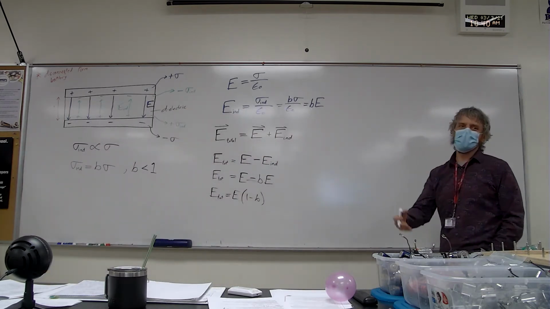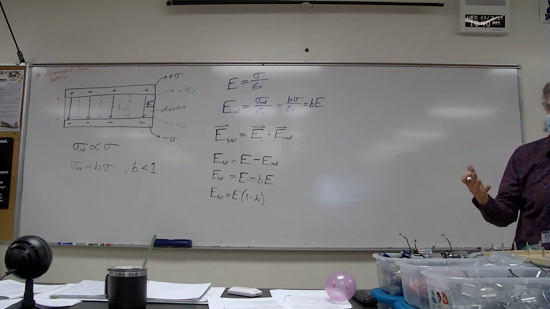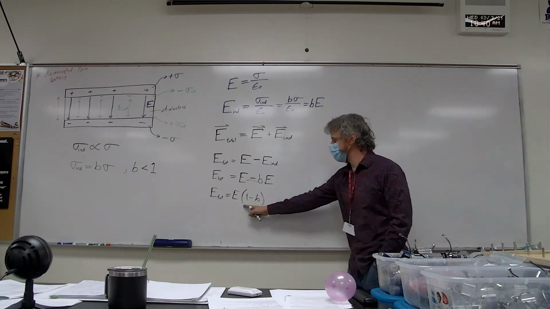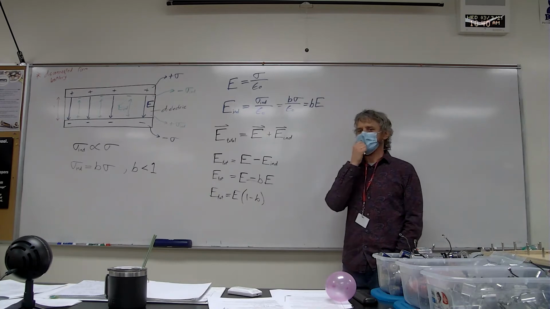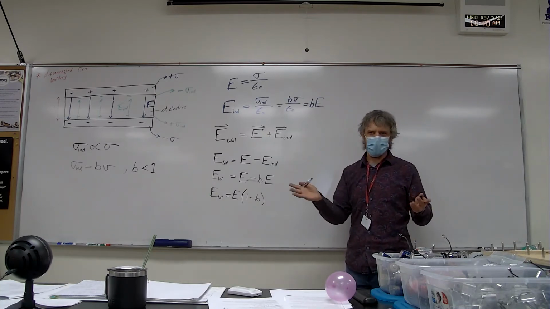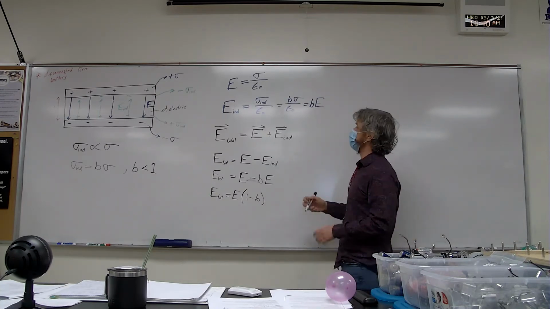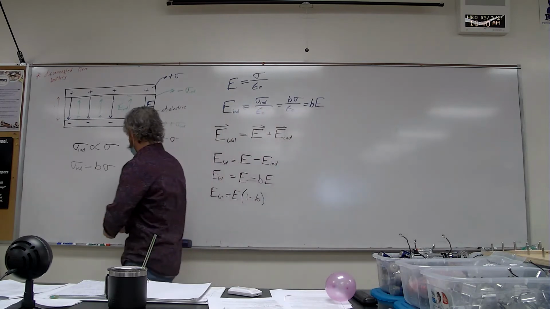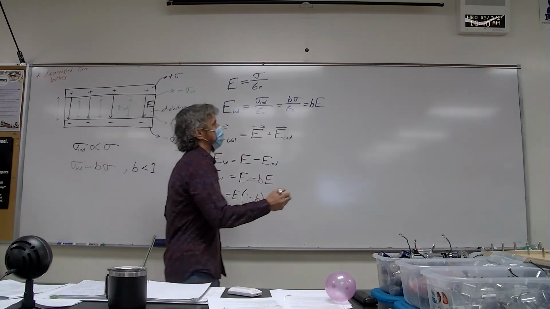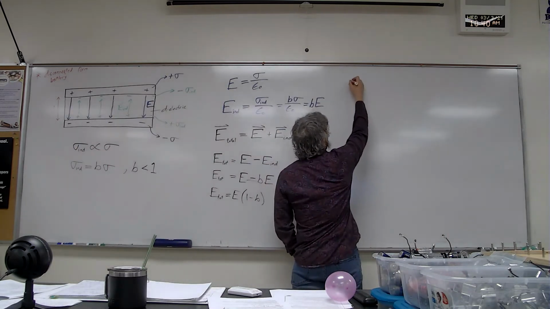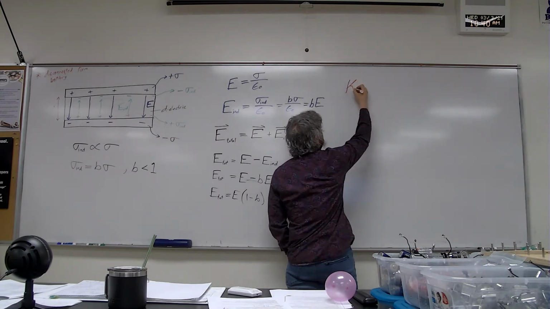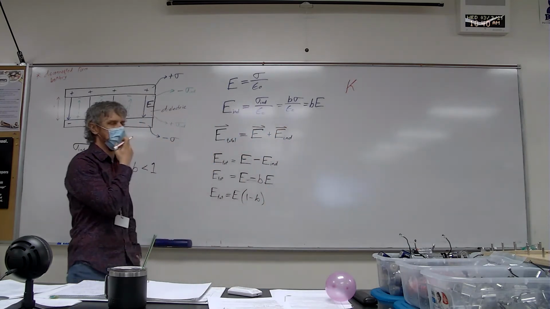And now, for reasons that just make the math work out easier, 1 minus B isn't something we typically use. It just makes the equations, as you'll see in a minute, a little easier to deal with. We define this quantity kappa, which is a weird looking K. It's a Greek letter K.